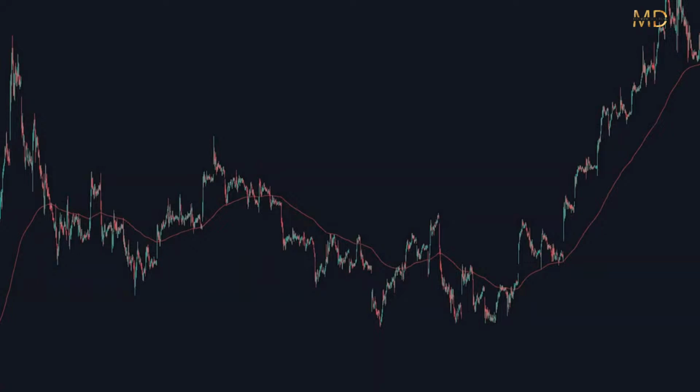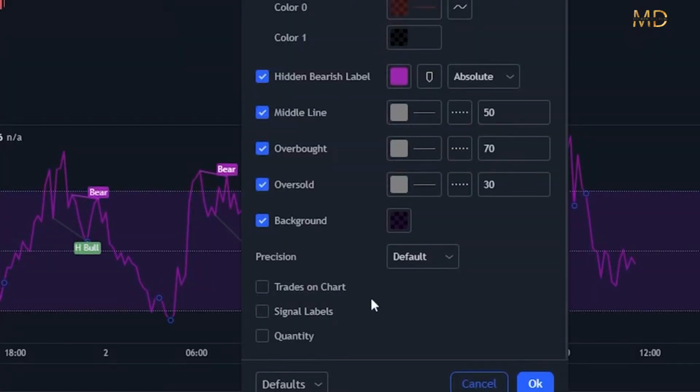Rule number 2 involves using the RSI indicator, but with a twist. Go to the indicators tab and type in RSI divergence. Make sure to pick this one right here. Next, we're gonna change the settings a bit. Go to the settings, then uncheck these bottom 3 checkboxes, so this will clean our chart up a bit. Then go to the middle line tab and change the color to white and make it a solid line. This is just so it's easier to see.